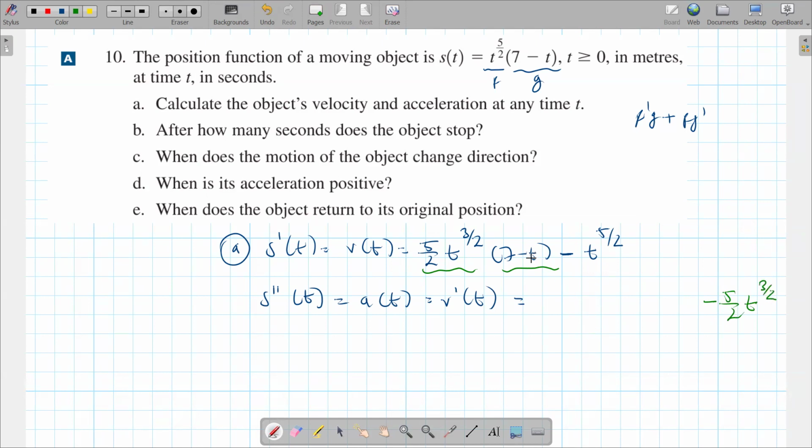For these two though, we have to use the product rule again. So this becomes 5/2 times 3/2, 15/4. And the new power is 1/2. So that's f prime, g as it is, plus f as it is times g prime, which is still -1. So all that does is this plus becomes a minus sign. So minus 5/2 t^(3/2), like that. And there we go. That's the second derivative.